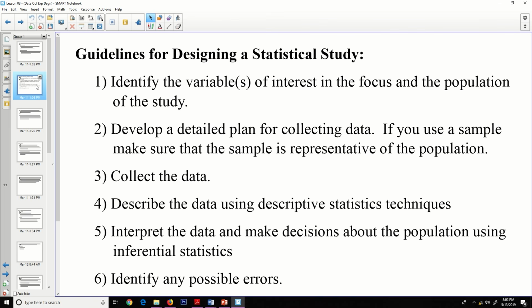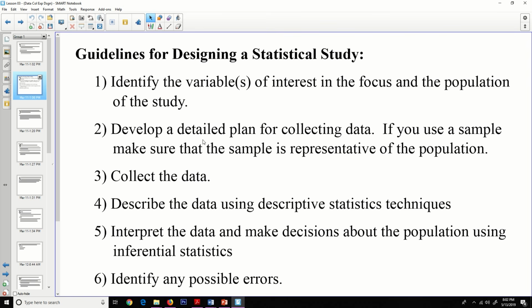Let's get started. Starting off with the first thing here, guidelines for designing a statistical study. First thing you're going to do, you want to identify the variables of interest, the focus, and the population of the study. So what are you talking about? Are we collecting data on students and how they're doing on their standardized testing, and what's that going to be predictive of? Will, if they do good in math as a third grader, will they do well as a freshman in high school? Something like that. So we're identifying our population, talking about what are the variables of interest.